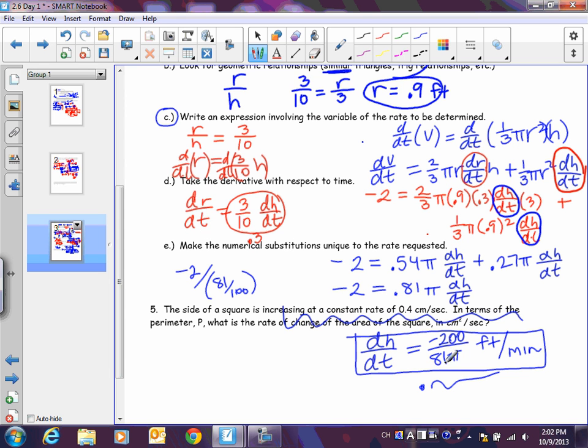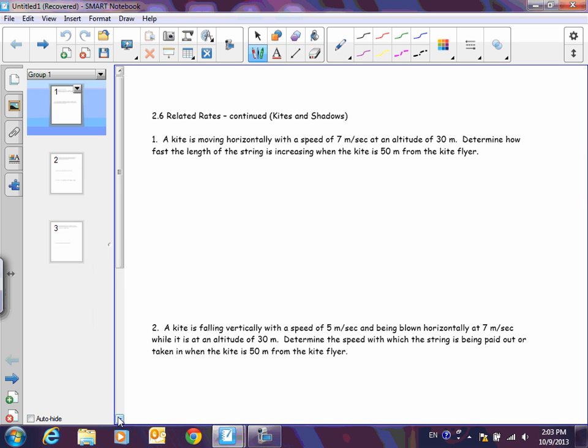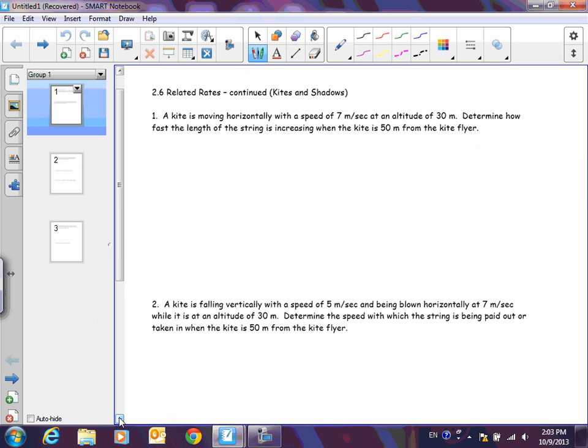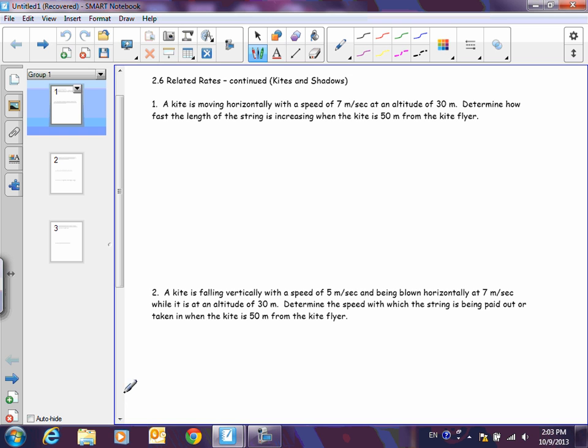Really, if your final answer is accurate to 3 decimal places, you're good. Okay, regardless of what it looks like. All right, what I want to do now is go and look on the next page. And we're not going to get through all of this today, but we're definitely going to get through kite problems. And I think we're going to even get to a ladder problem. The shadows are going to have to wait. That's okay.